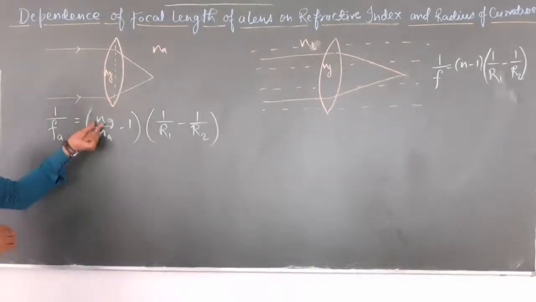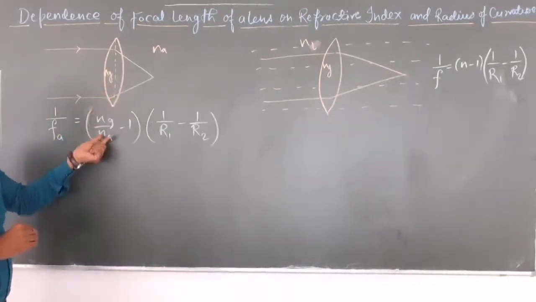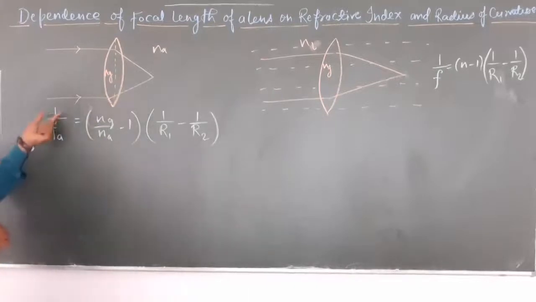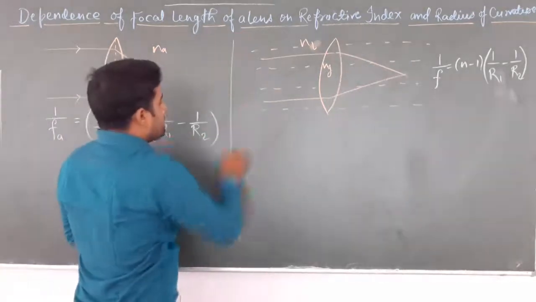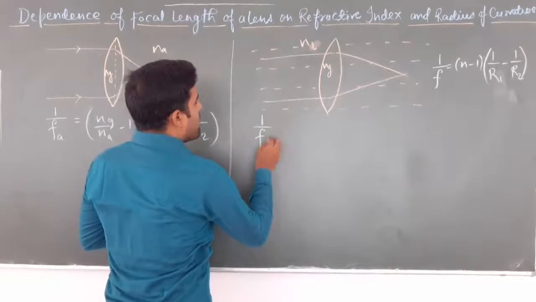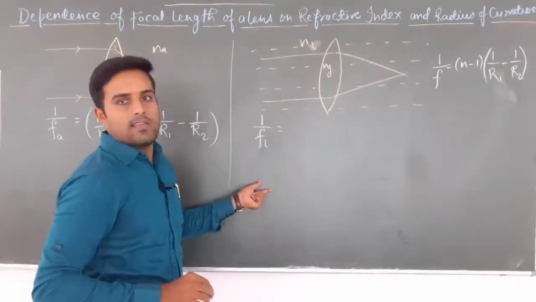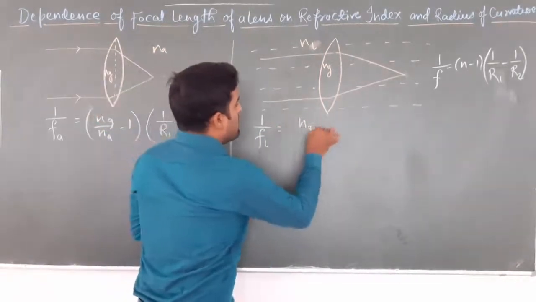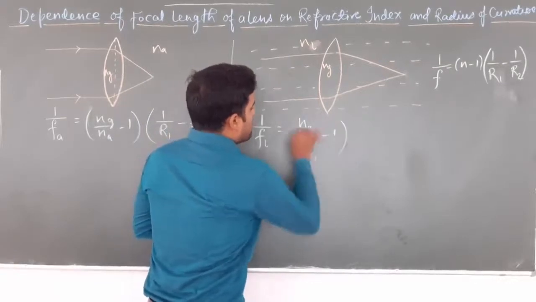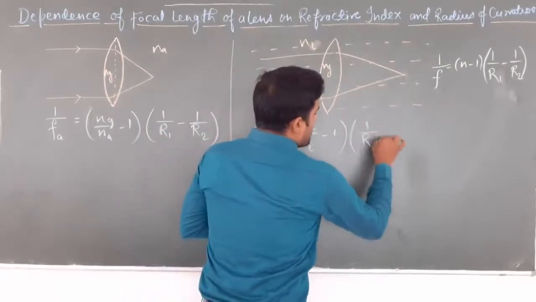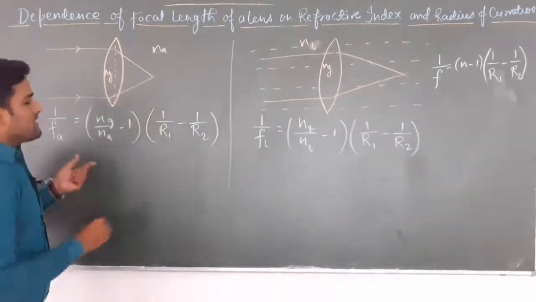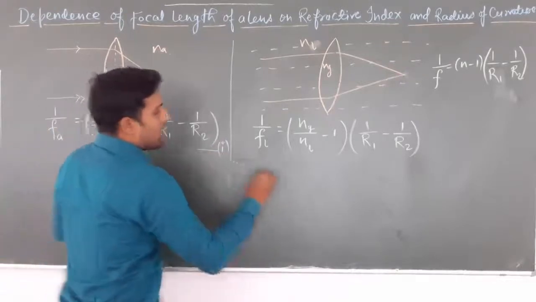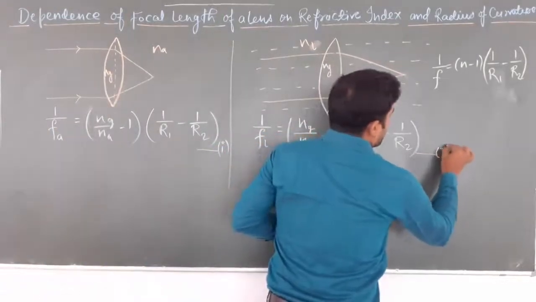Here you can see the refractive index of glass with respect to air, meaning the lens is kept in air. So in that case the focal length is Fa, the focal length in air. Now in the second case, 1 upon Fl, the focal length in liquid, is equal to (Ng upon Nl minus 1) into (1 by R1 minus 1 upon R2). These are the two equations, equation number 1 and equation number 2.